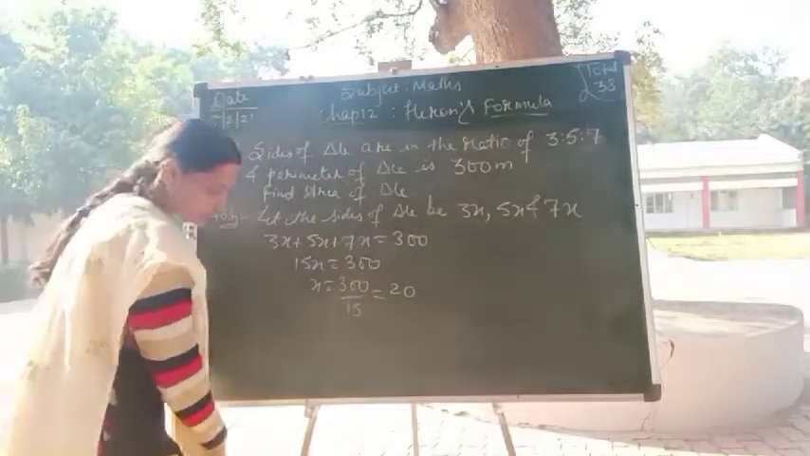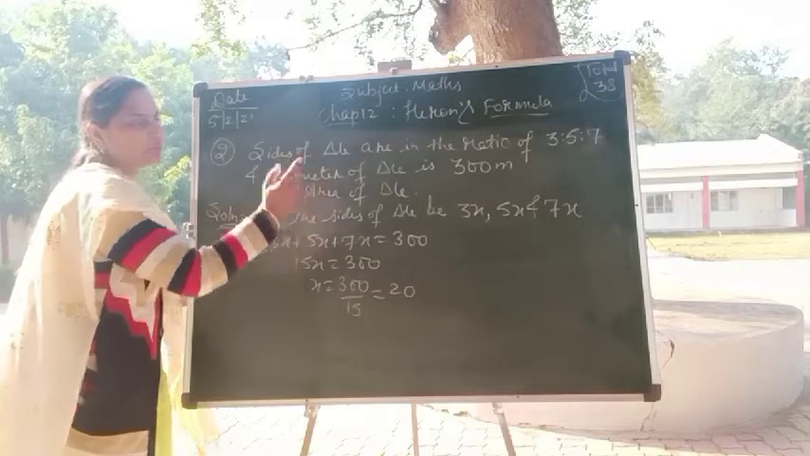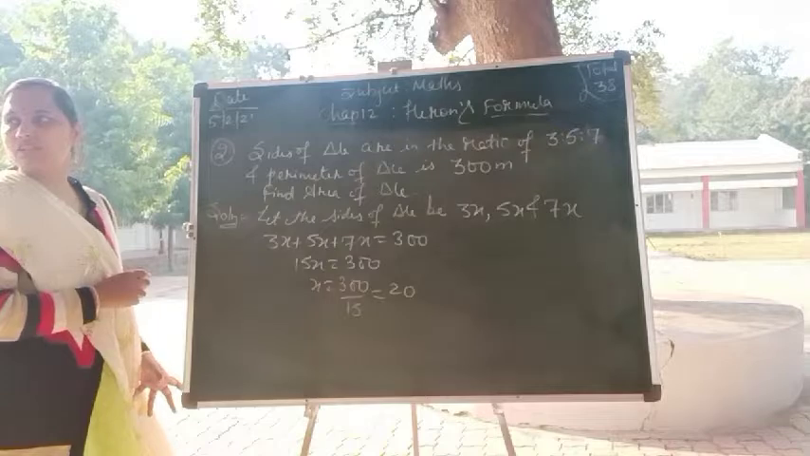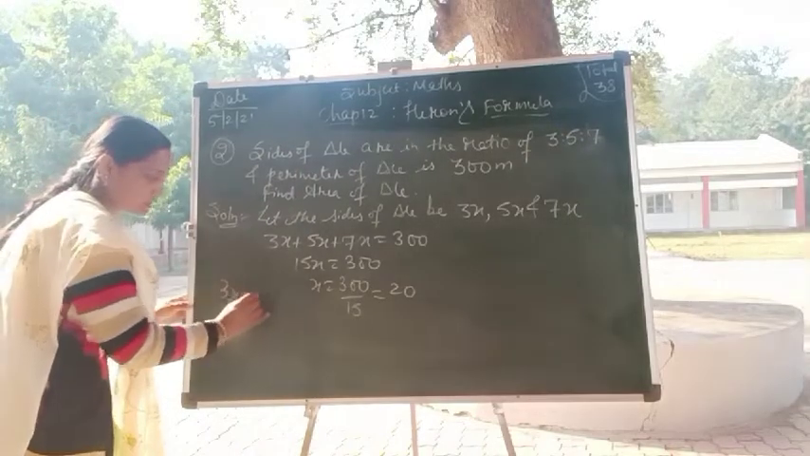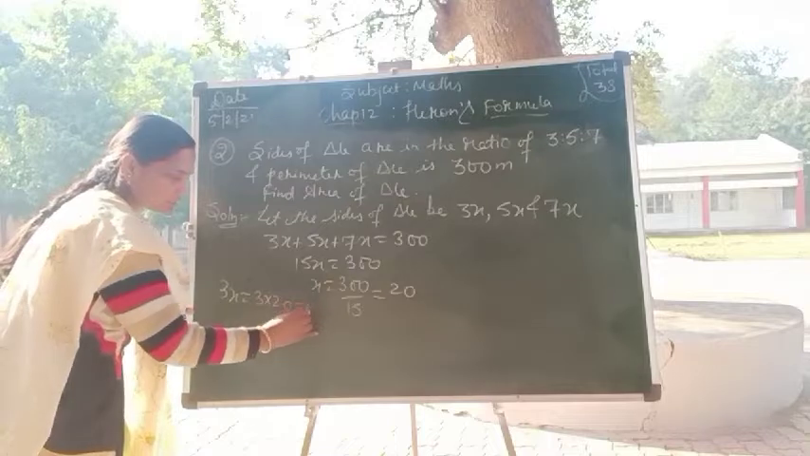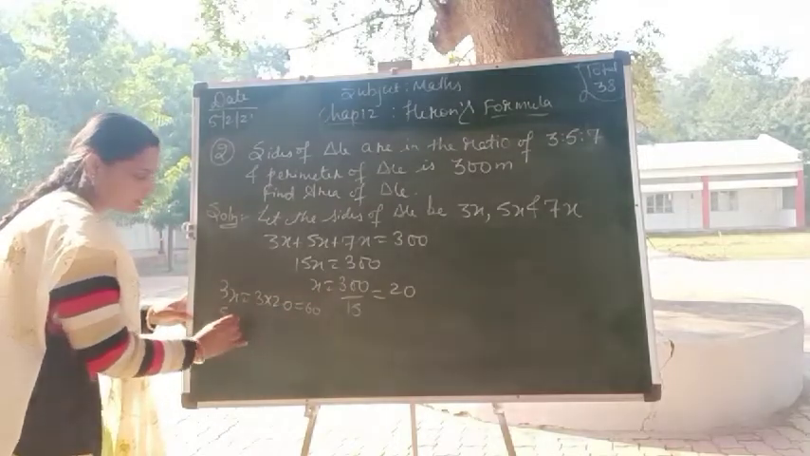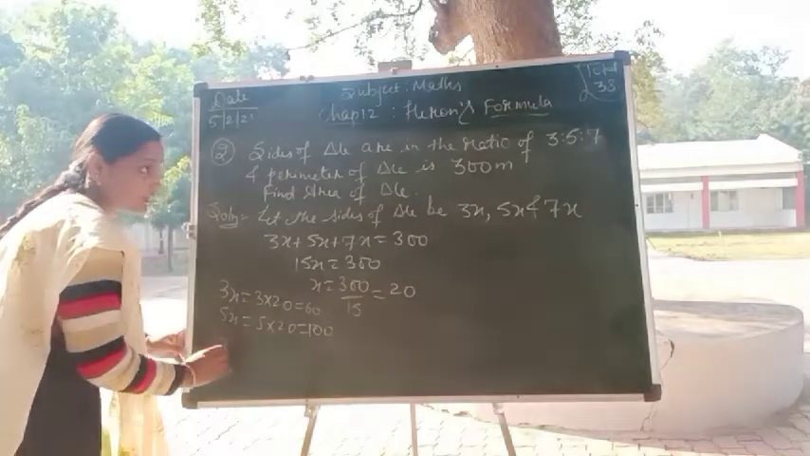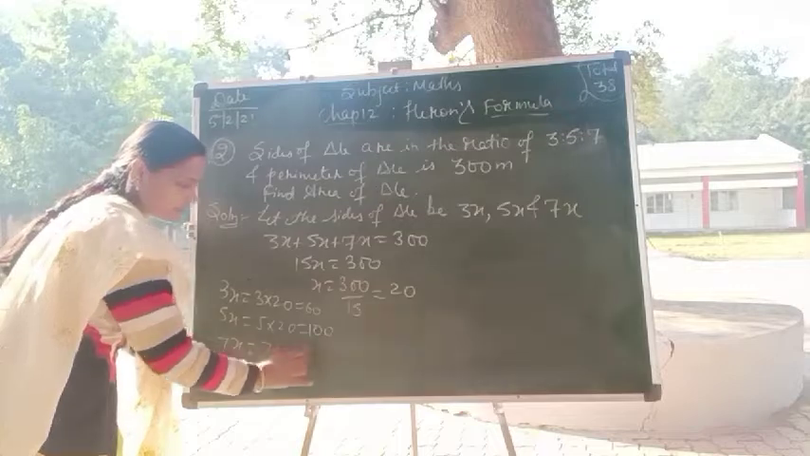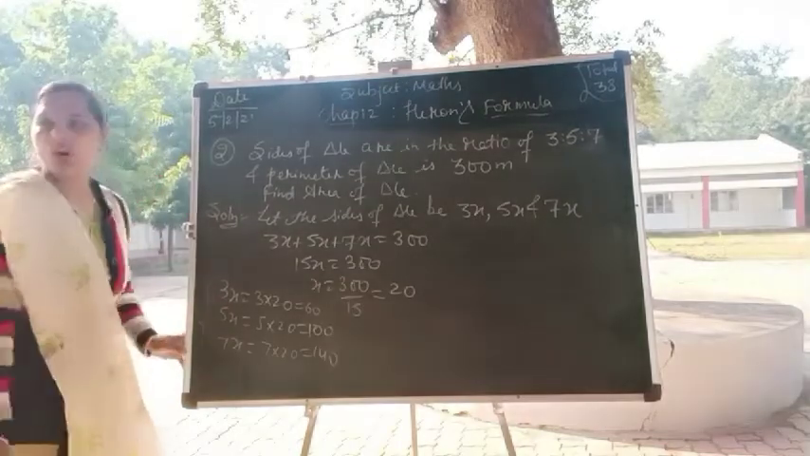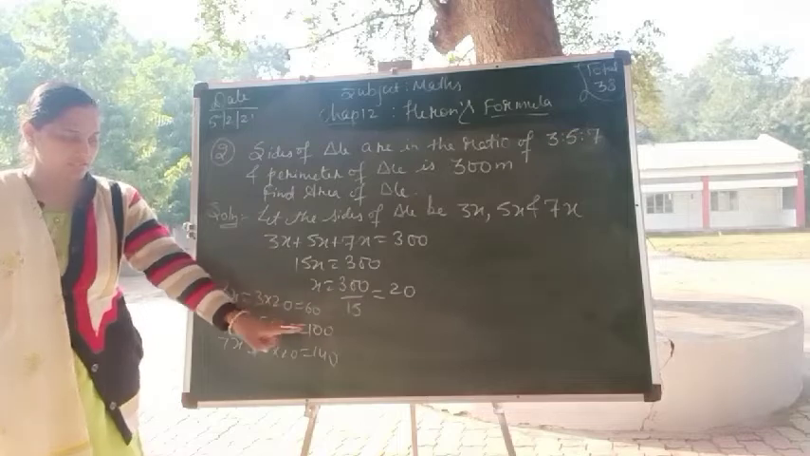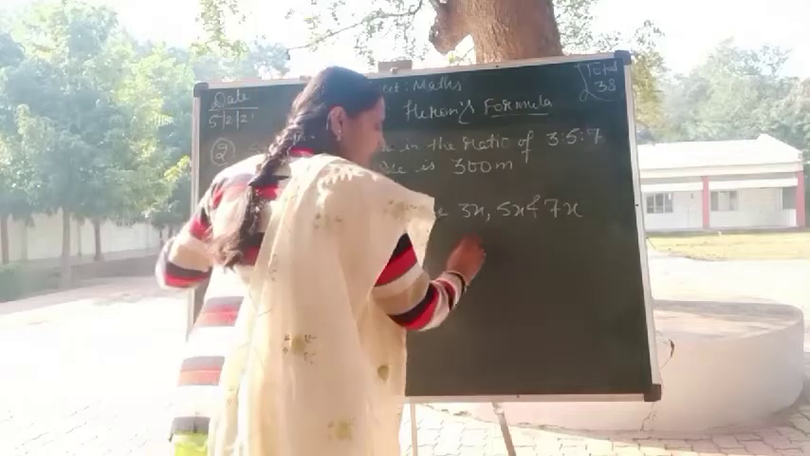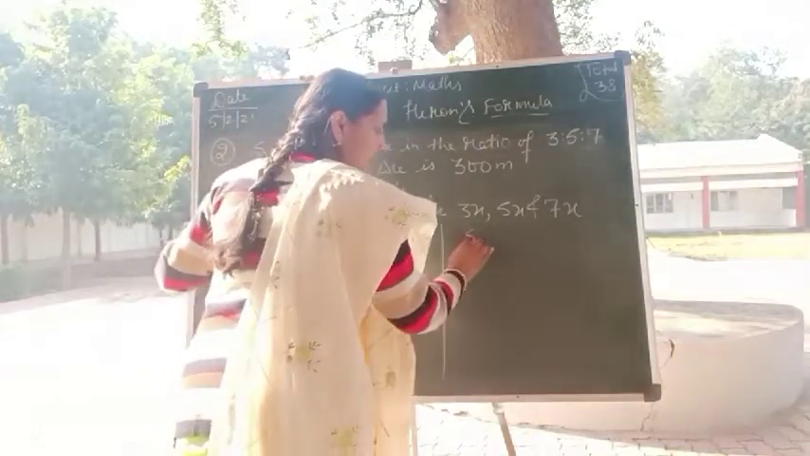Now I got x, the constant, the common multiple I can say. I got the value of x, so I can find out each side of the triangle. So one side is 3x, so 3 into 20, 60. Then 5x, 5 into 20, 100. 7x, 7 into 20, 140. So here I got all three sides of the triangle, that is 60, 100 and 140. So you have to find out the area of triangle by using that formula. First semi-perimeter. What is semi-perimeter?